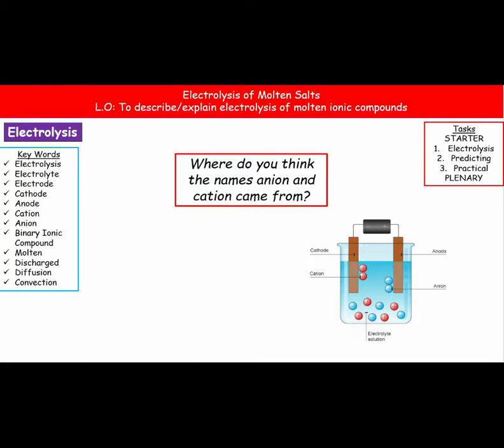So, question for you to have a go at then. Where do you think the names anion and cation come from? So have a look at the diagram, think about what we've just said, and then write your answer down in your book.